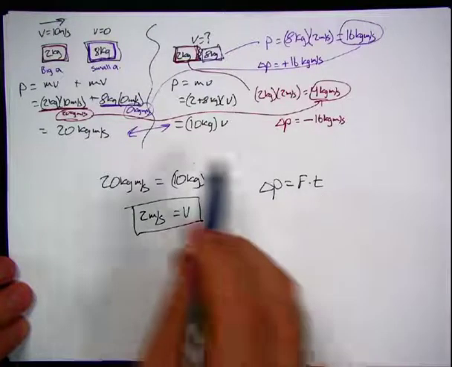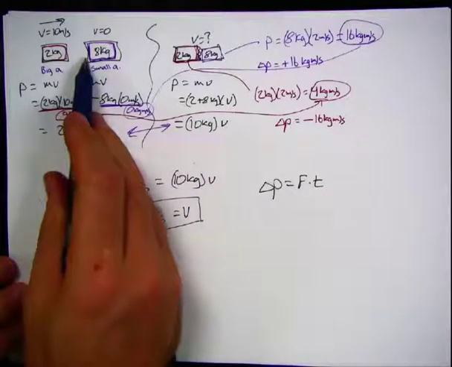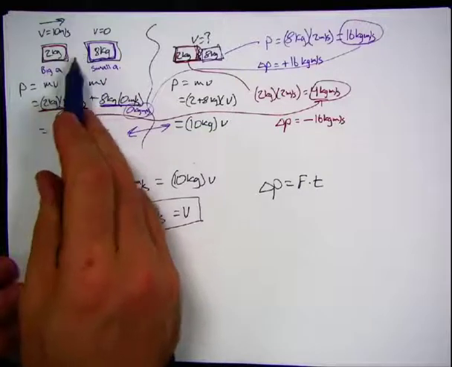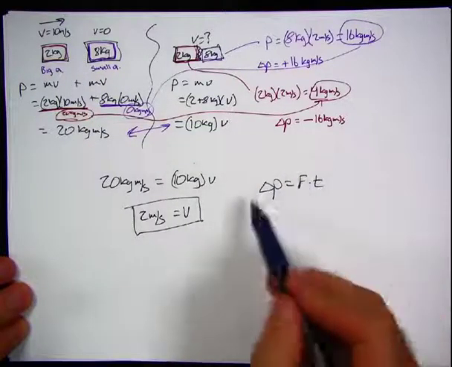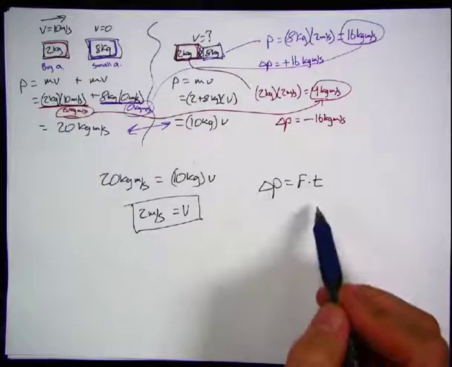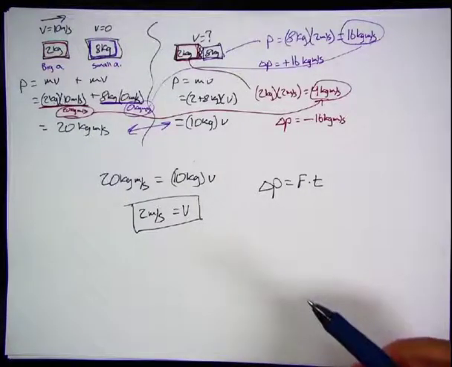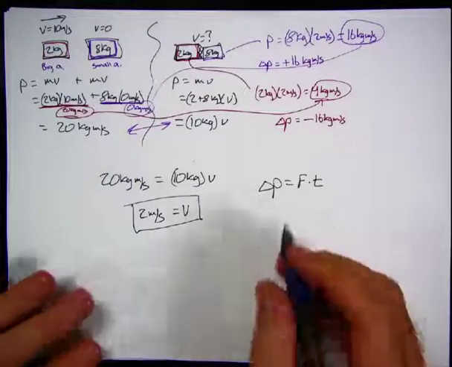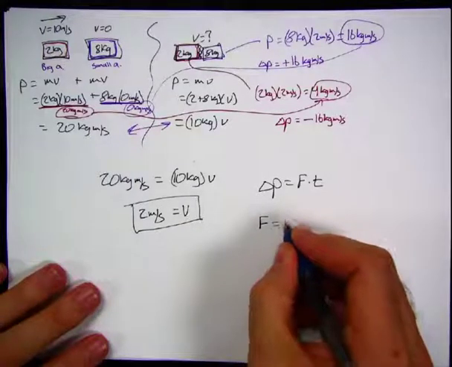You can't have the 2 pushing on the 8 for a longer time than the 8 pushes on the 2, so the time's the same. So the impulse for both of these is the same. The force is the same. The time is the same. So how does that help us think about the acceleration? We have to go back to Newton's second law, F equals ma.